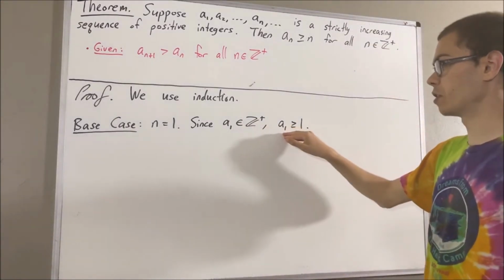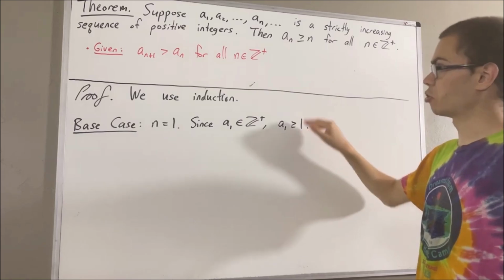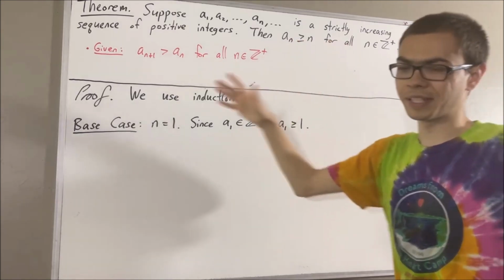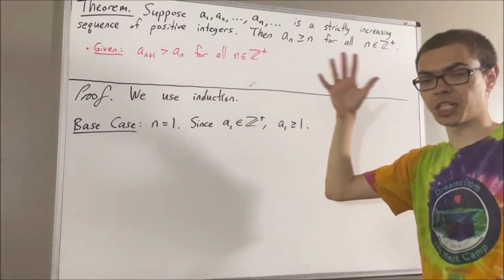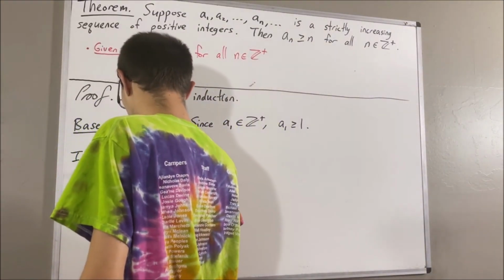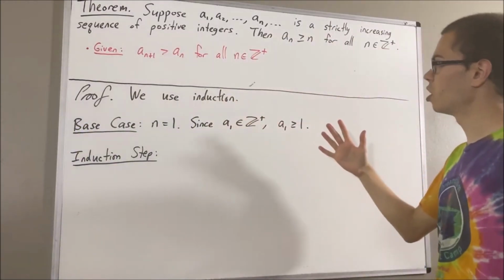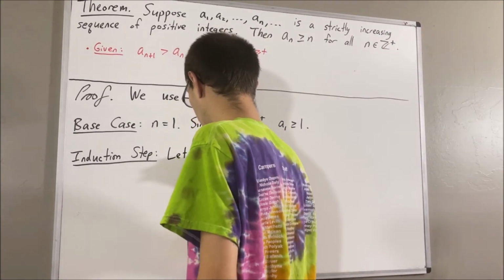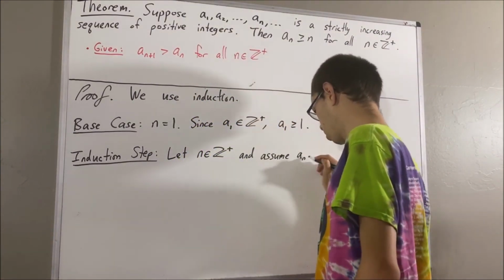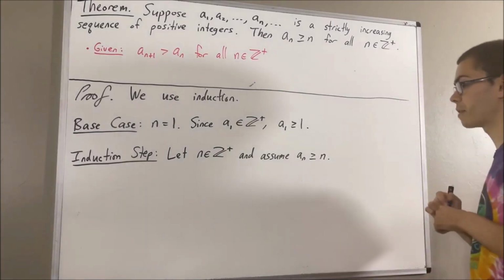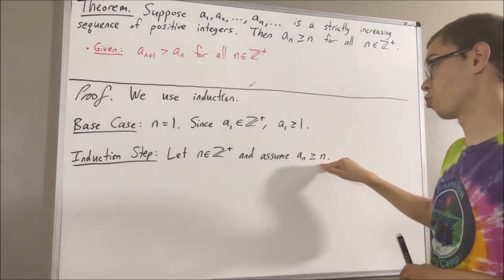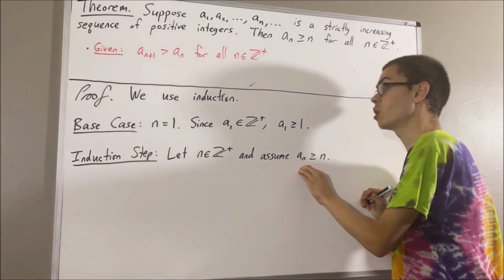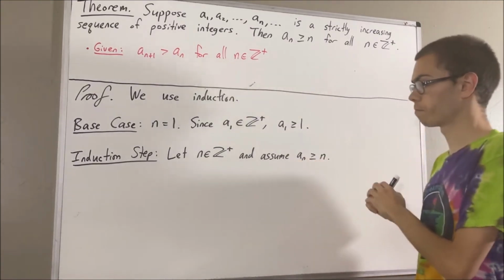So we have shown that a1 is greater than or equal to 1, which means we have shown that this is true in the case where n is equal to 1. So this completes the base case. Now let's move on to the induction step. In the induction step, we give ourselves an arbitrary positive integer n where this is true. The whole goal of the induction step now is to show that this is also true for n plus 1. That is, we want to show that an plus 1 is greater than or equal to n plus 1.